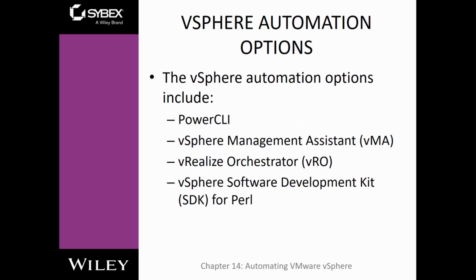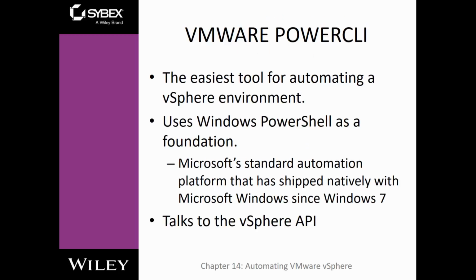The automation options are things like PowerCLI, vSphere's management assistant called the VMA, vRealize Orchestrator, and the software development kit. I've used PowerCLI, vRealize Orchestrator, and the management assistant. I have not really used the software development kit very much, but I do know that it's one of the more powerful tools there if you do use it.